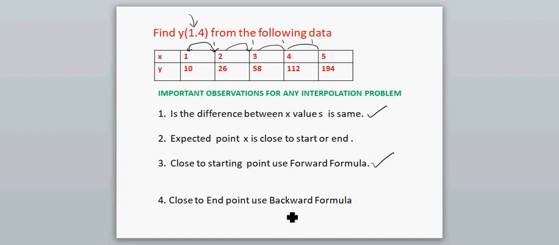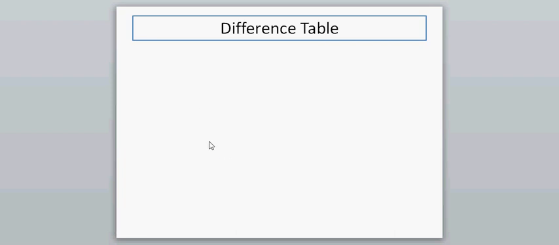So these points have to be observed in every interpolation problem. The first step is whether the x values are equispaced, that is, they have a common step size, or the difference between two consecutive values is the same or not. Then we have to see at which point they are expecting the y value, and whether that x point is close to the starting point or close to the end point. Depending on that, we'll use either the forward form or the backward form. In this case 1.4 is close to the beginning point, so we use Newton's forward difference formula. For that, first we need to construct the difference table.